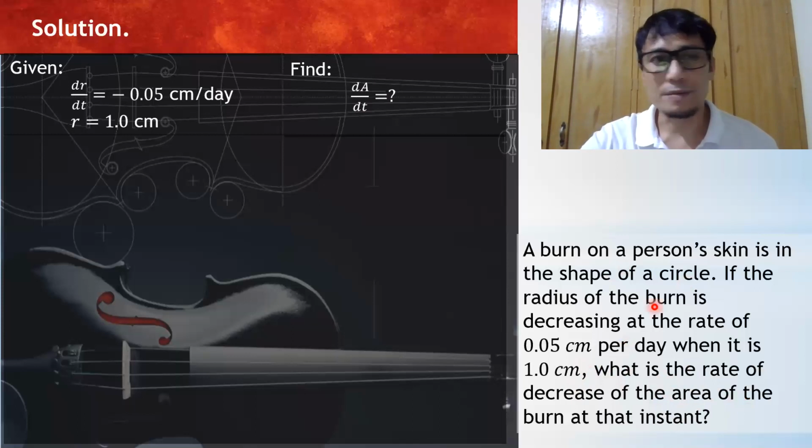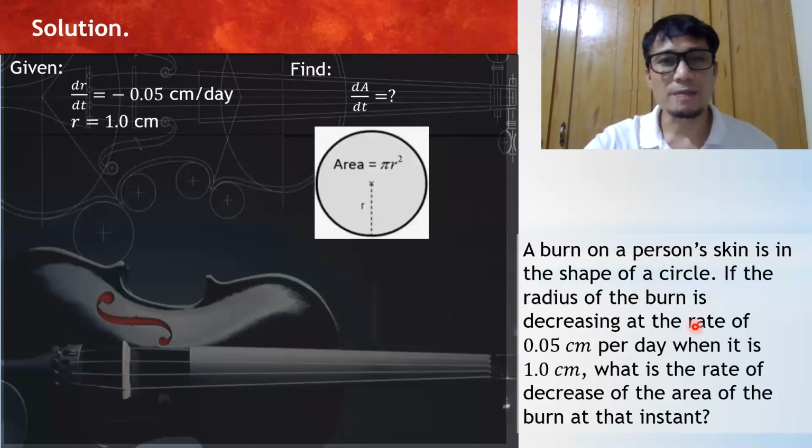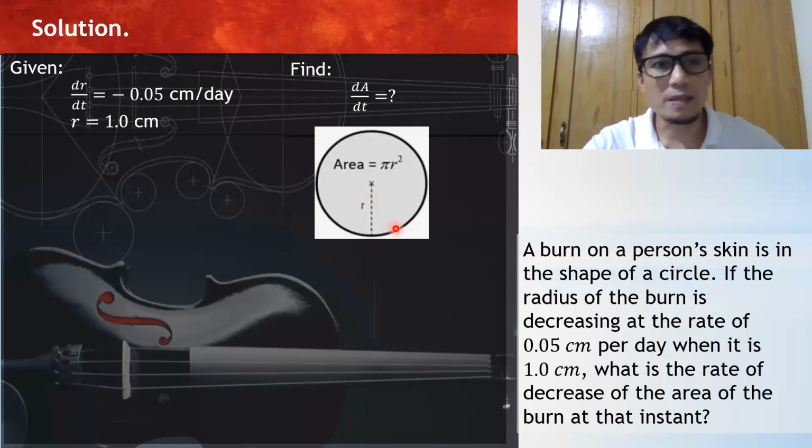And take note that we have here a geometric figure. So we have a circle, and we know that the area of a circle is given by pi r squared. So we start with that. A equals pi r squared. Again, A and R are functions of time.